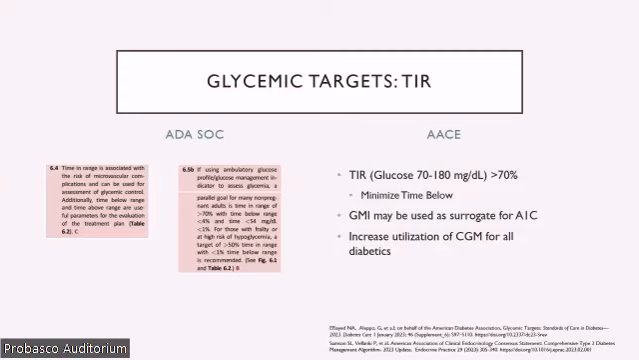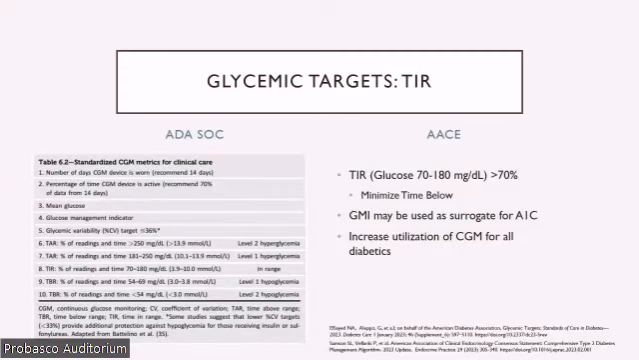So the ADA Standards of Care and the AACE have the same targets from previously. And then time in range is really what we're focusing on. So we want that above 70%. Time in range is associated with risk of microvascular complications. So the increased time in range, the decreased risk of microvascular complications. So we're targeting 70 for most patients. For very frail elderly patients that you're worried about hypoglycemia, it is acceptable to go down to 50 if you are having to do that to avoid hypoglycemia.